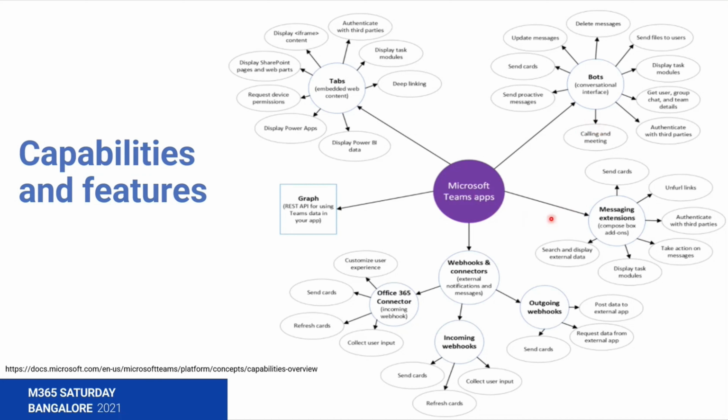Coming to messaging extensions, these are compose box add-ons. What you can do is search and display external data. Then you can display task modules. You can take actions on the messages. You can send cards. You can unfurl links. For those who don't know what unfurl links means, it is basically a way of showing the preview of the link as soon as you type the link.